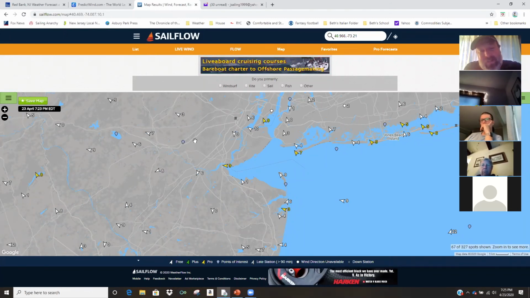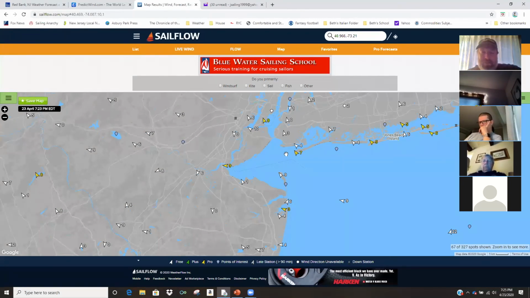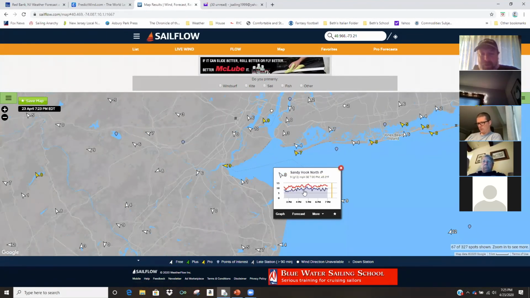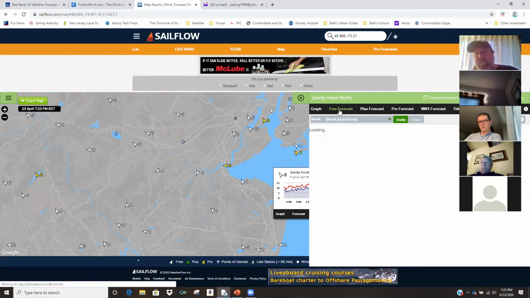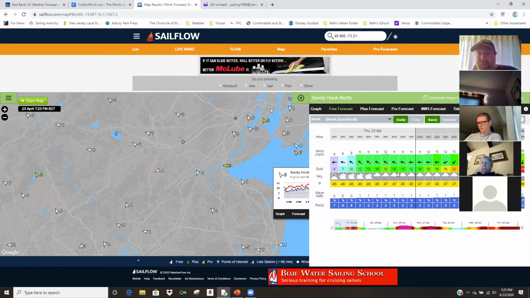That's kind of the step into my next tool. My next tool is SailFlow. SailFlow will give you a basic forecast for anything that's in white. Any little white arrows you can click will give you pretty much what's happening now. These are historical information recorded at that site over the day. It'll give you a free forecast, which is a basic forecast. The free forecasts are okay.